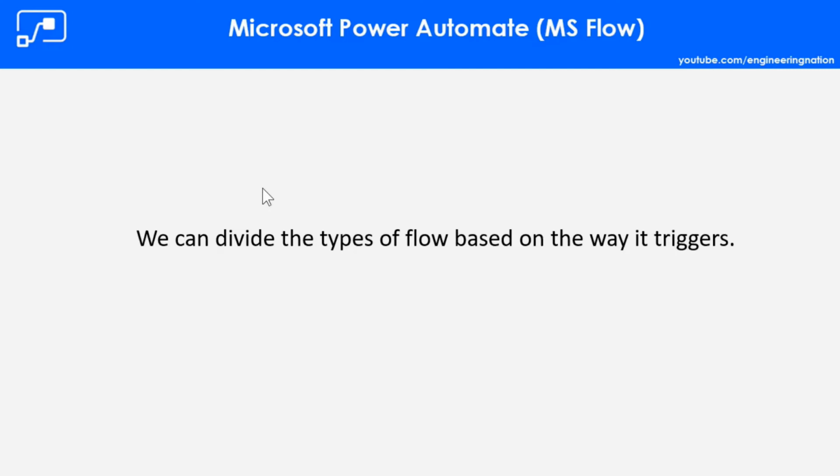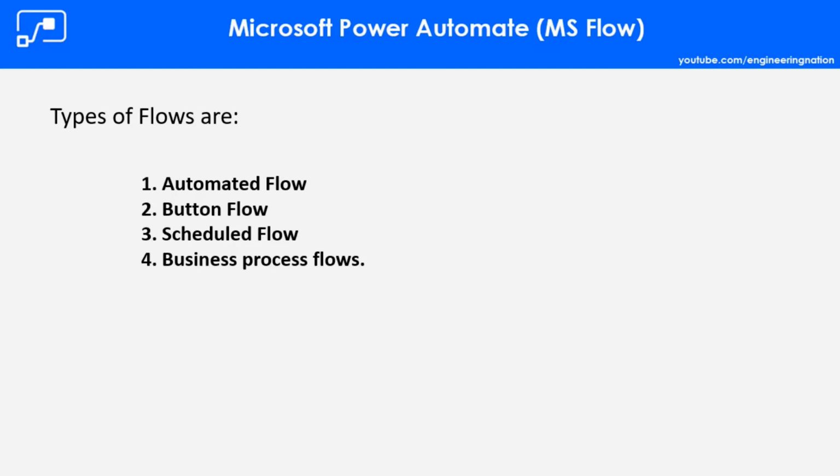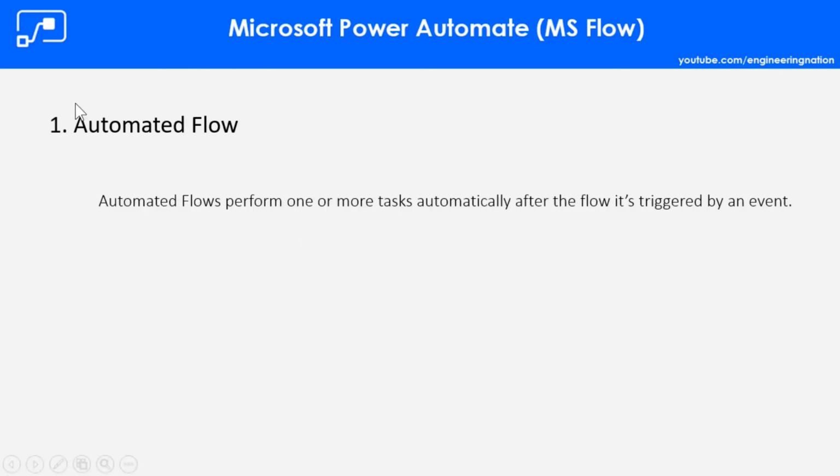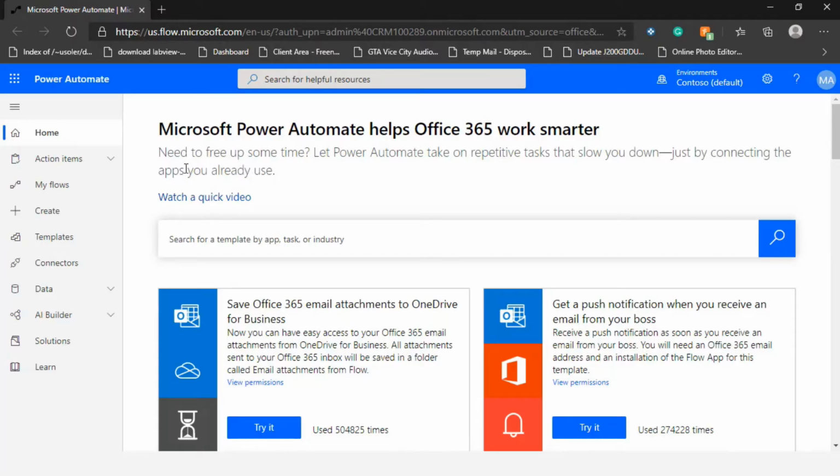So we can divide the types of flow based on the way they trigger. There are four types of flow. The first is automated flow, second is button flow, third is scheduled flow, and the fourth is business process flow. So let us see what is automated flow. An automated flow performs one or more tasks automatically after the flow is triggered by an event. So basically whenever our event happens, the flow will automatically get triggered, and this is called an automated flow. Let us see in the Power Automate window.